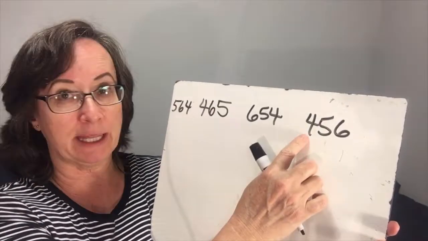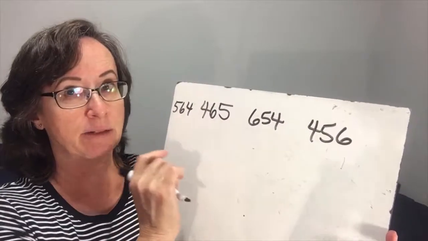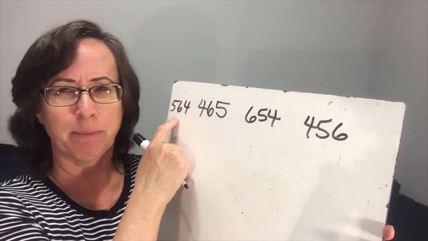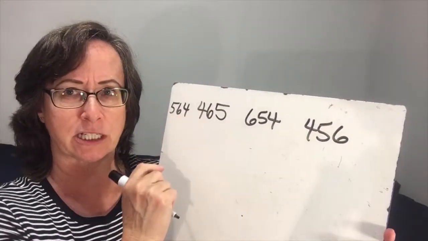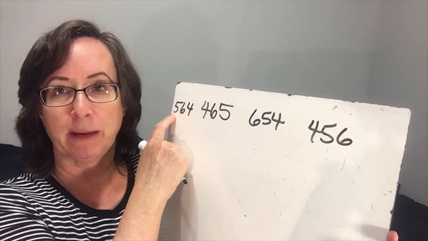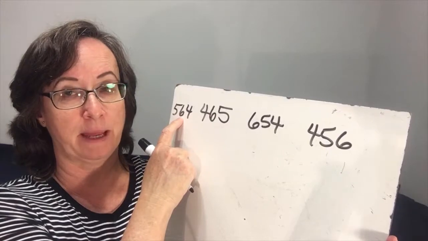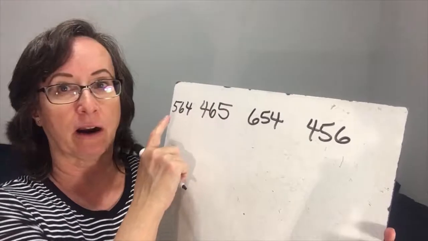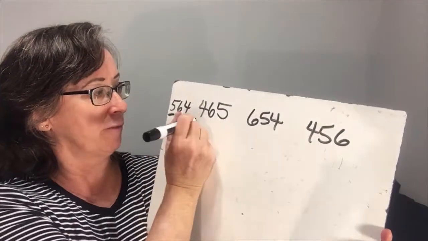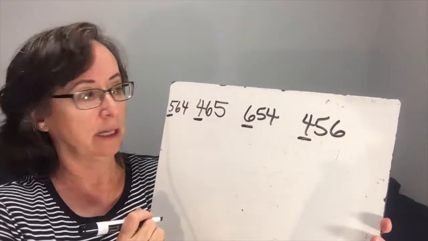So each one of these has a hundreds place. Because they have a hundreds place, the value of that digit is more important than the value of the digits following it. So 500 is going to make much more of an impact than 6 tens is going to make. So we always look at our hundreds place first. So we've got a 500, 400, 600, 400.